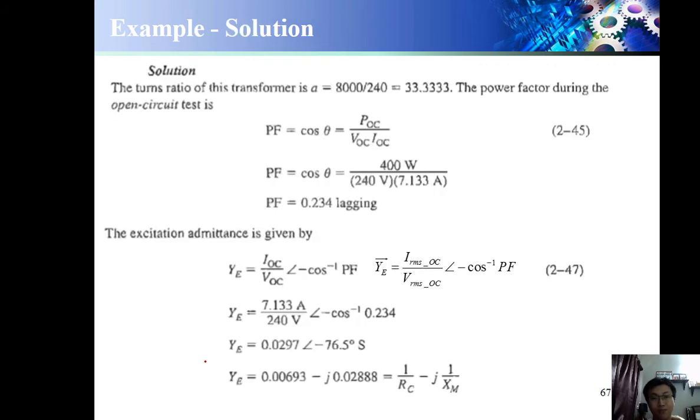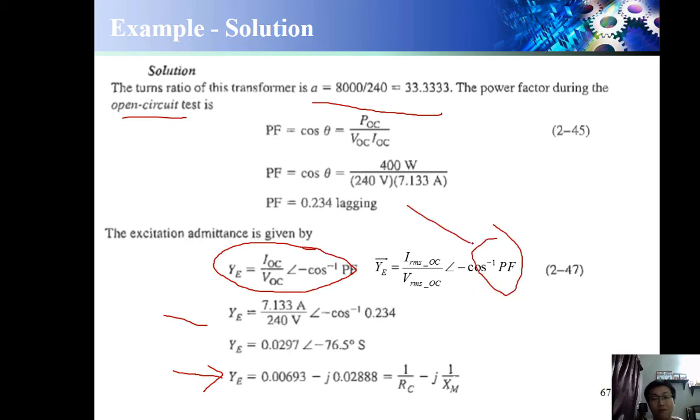So have a look. The first thing is we need to find the turn ratio. And then the open circuit test. What we want to find is actually the YE. We want to find the polar form, this one. First, we need to find the power factor from here. Remember, it must always be lagging.